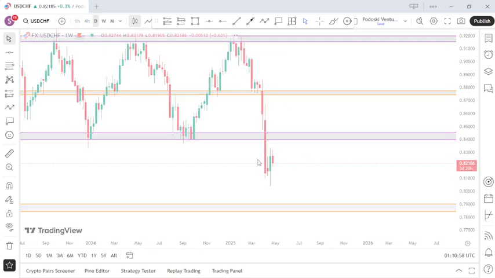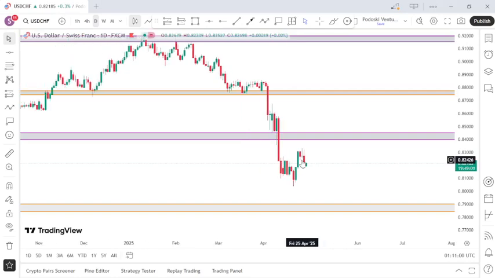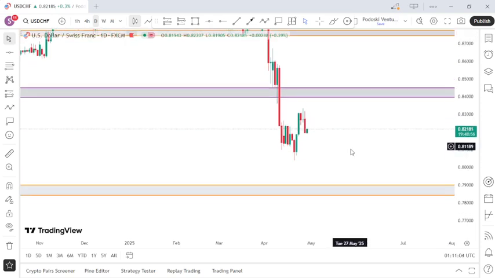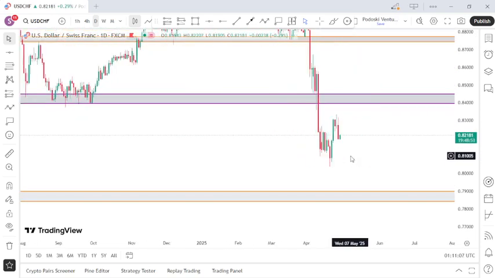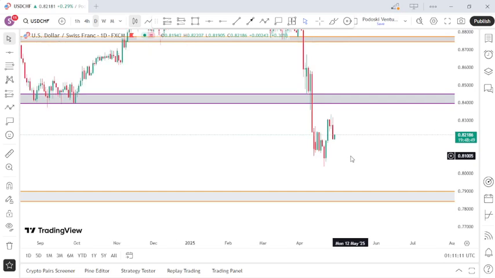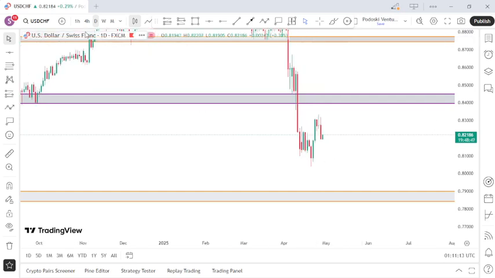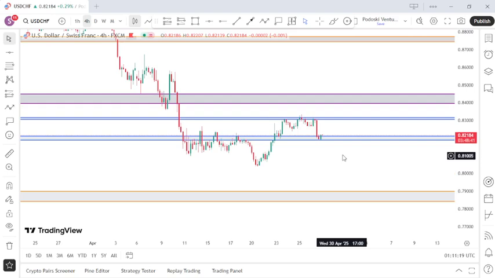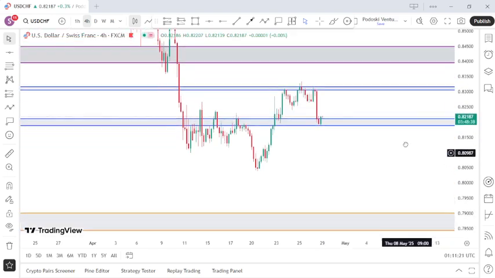Okay, so let's go to the daily and prepare for that opportunity on USDCHF. So here we are on the daily, and there's nothing to talk about on the daily time frame. So let's go to the 4 hour. Yeah, so this is it on the 4 hour.